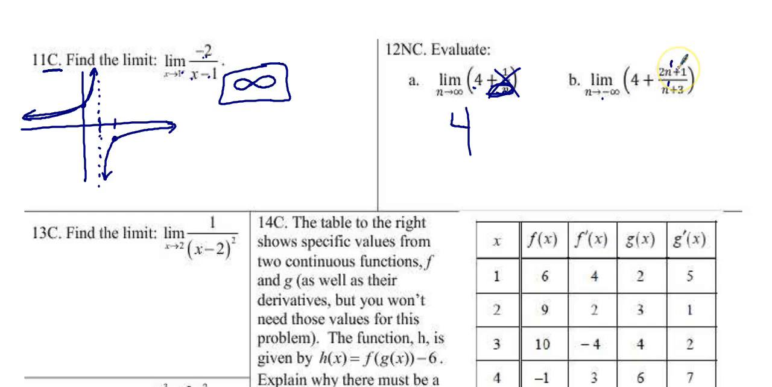So it's a Betsy. This was a Bobo over here. Bigger on bottom, so that's why it went to 0. This is a Betsy. So we look at the coefficients, which are 2 over 1. So we end up with 4 plus 2 over 1, or 4 plus 2, which is 6.